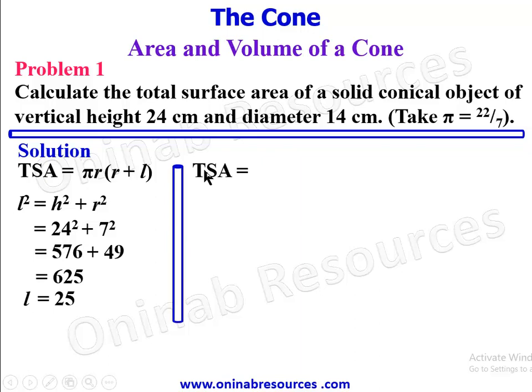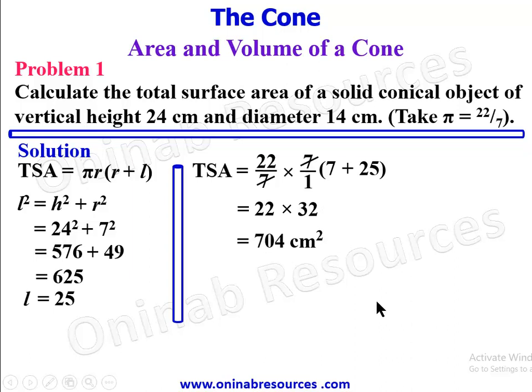Now, to calculate the total surface area, we substitute in the values of pi, radius, and the slant height. So our pi is 22 over 7, and the radius is 7, so times 7 over 1 into (7 plus 25). So we have 7 cancelling this 7, we'll be left with 22 times 32. 22 times 32 will give us 704. That is, 32 times 2 is 64. So we get 704 square centimeters.